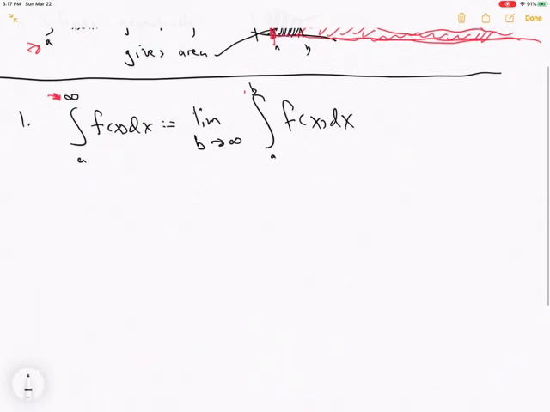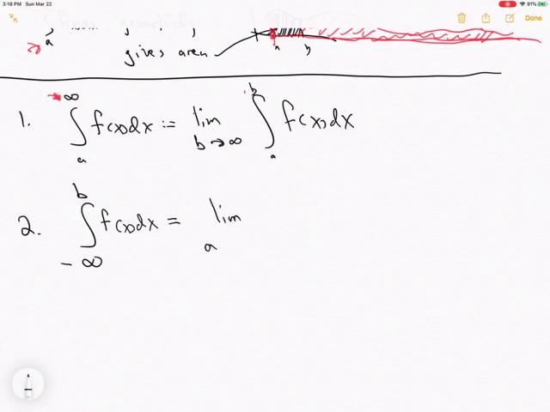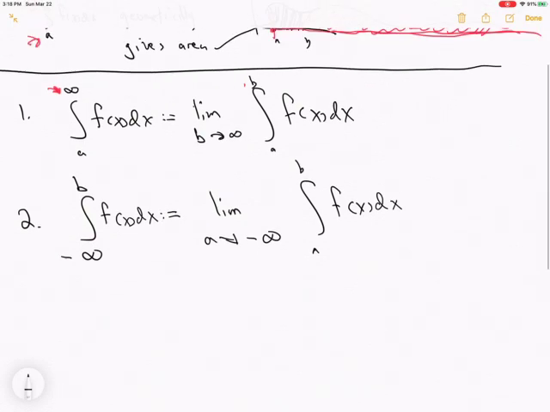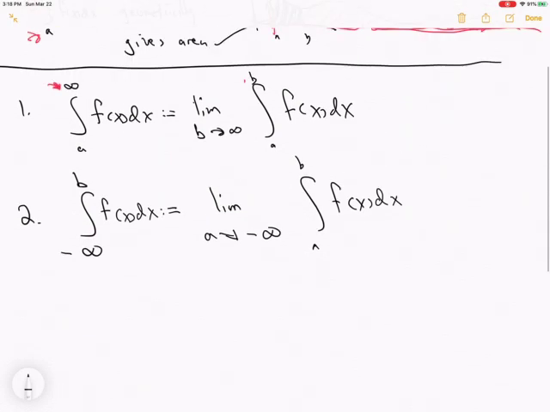Similarly, the lower limit could be negative infinity, and you can imagine how you would define that. The integral from negative infinity up to b of f of x dx is the limit as a goes to negative infinity of the integral from a to b of f of x dx. That's how we define this type of improper integral.